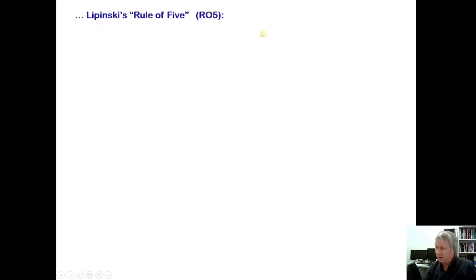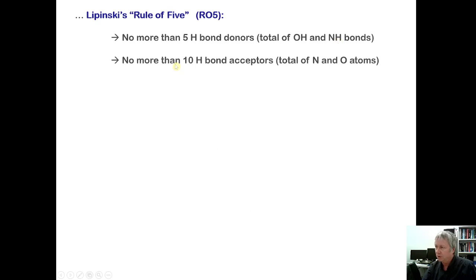Okay, so what's the rule of 5? Lipinski's rule of 5, RO5. So there's no more than 5 hydrogen bond donors. What is a hydrogen bond donor? These are typically OHs and NHs. So no more than 5 hydrogen bond donors. No more than 10 hydrogen bond acceptors. So this is usually going to be totals of N and O atoms. So we can basically look for OHs and NHs and N's and O's to get this.